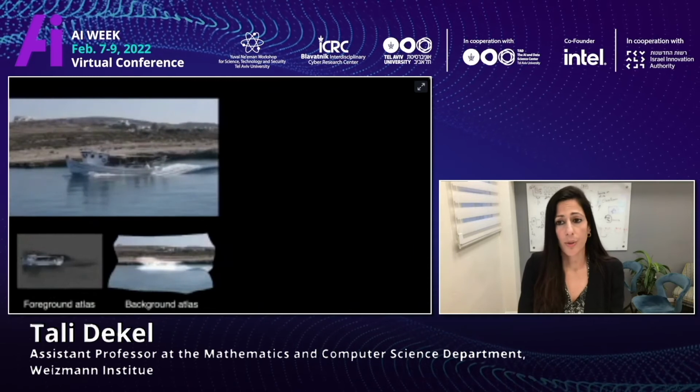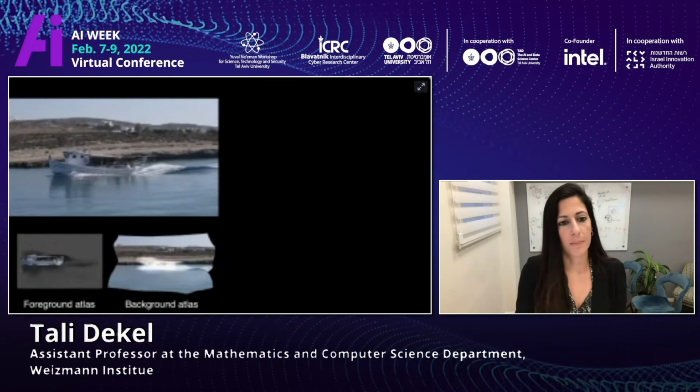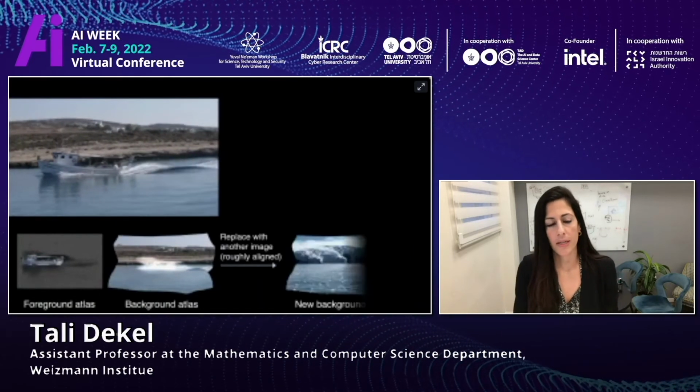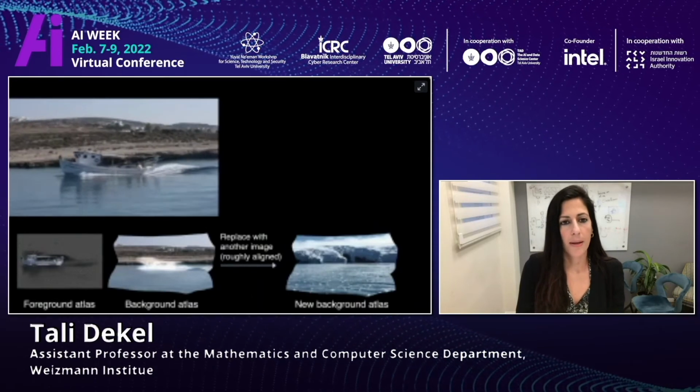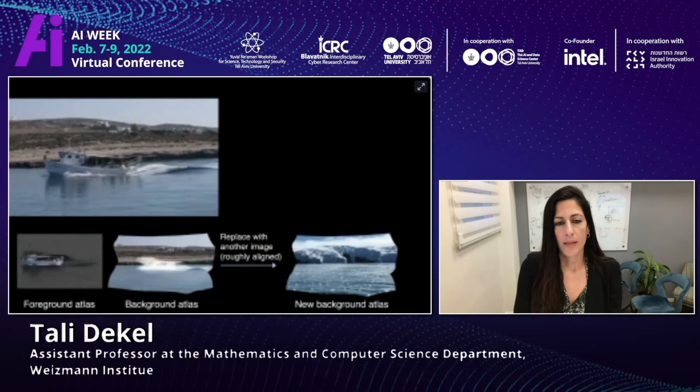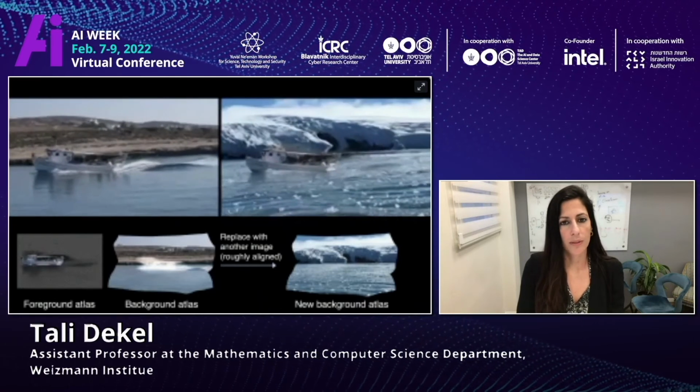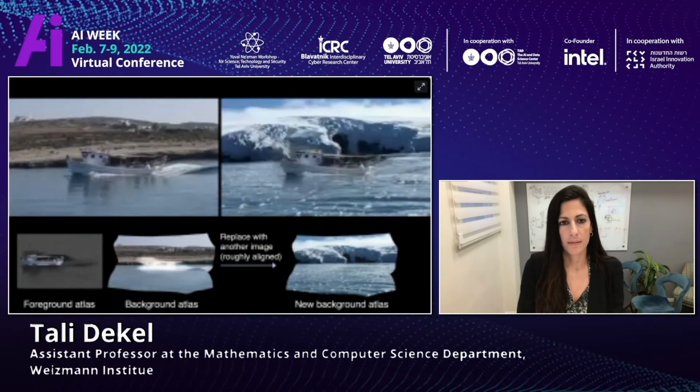We can also completely change the background scene by just replacing it with another image that is roughly aligned with the background atlas. And then we can plug this boat into a completely different scene.